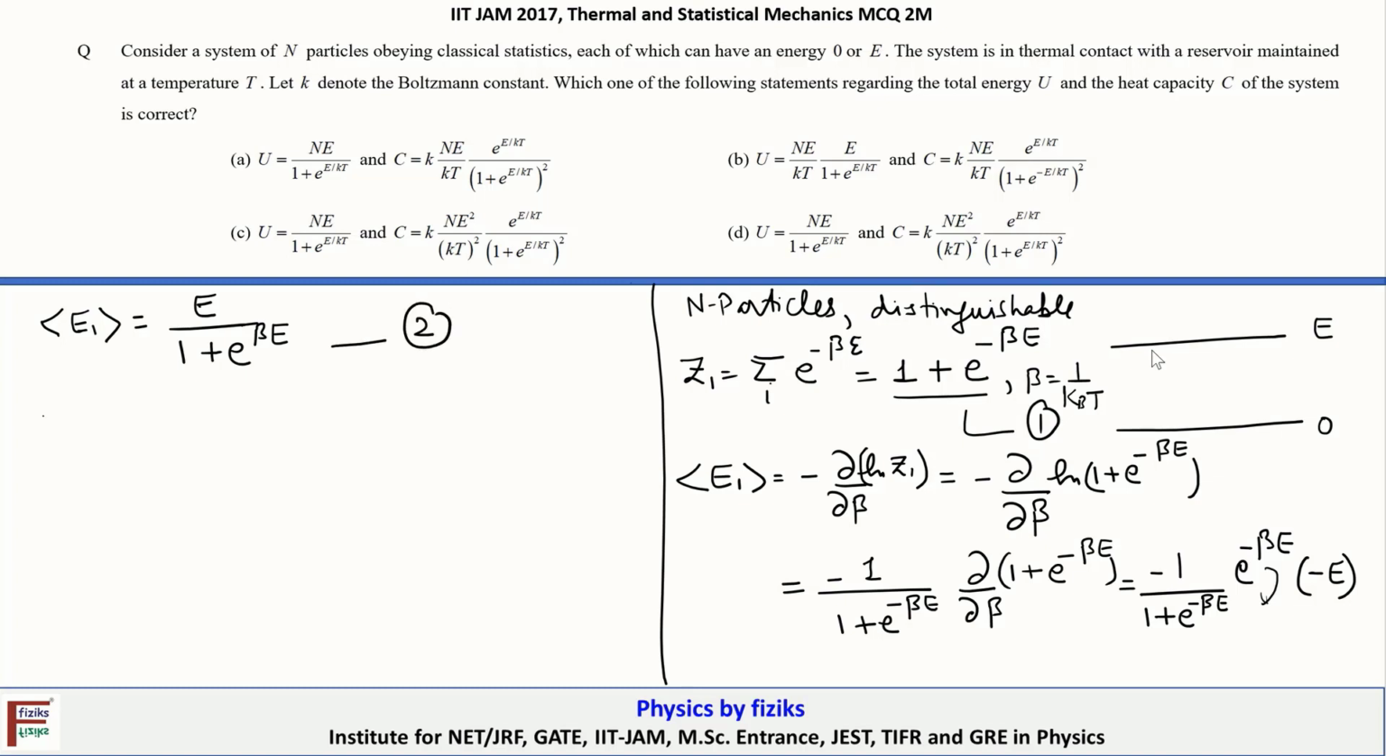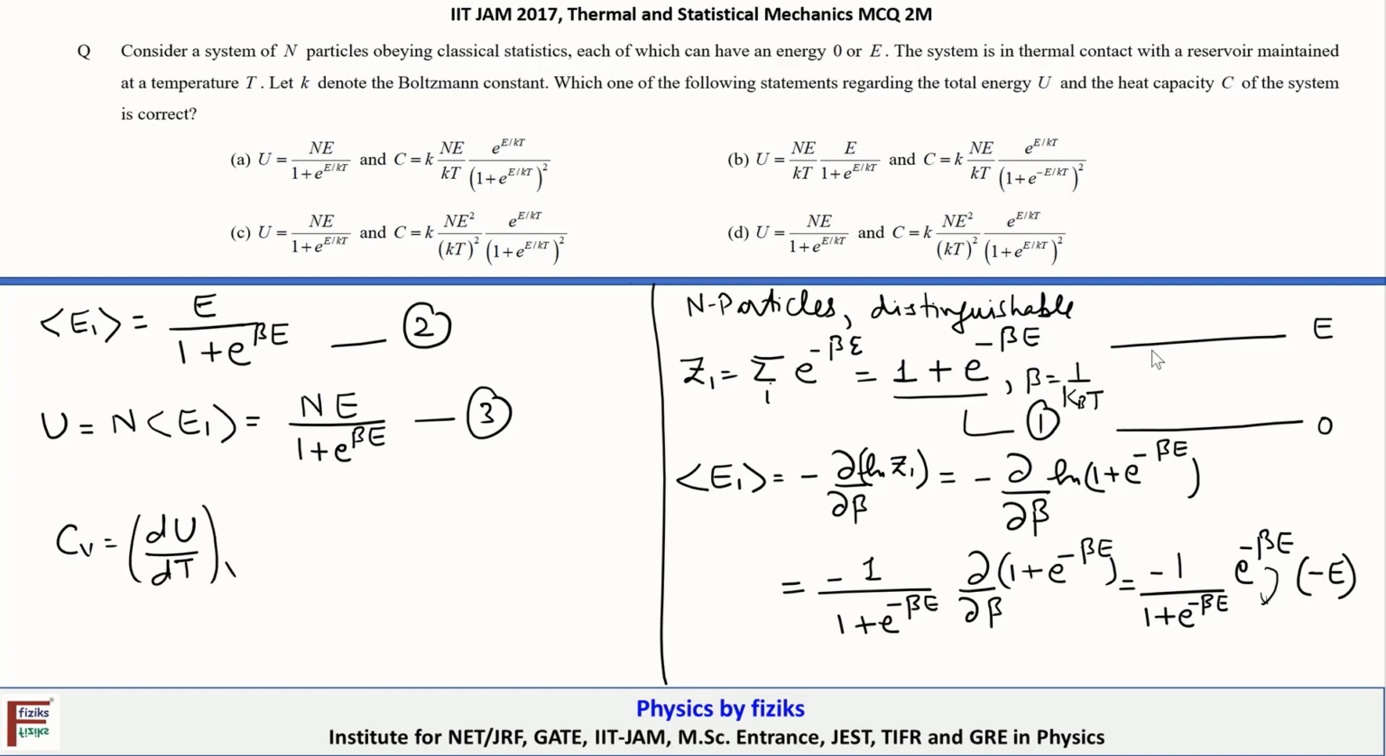But now we have to evaluate the total energy for the n particle system. That is simply the total number of particles multiplied by the average energy per particle, which is equal to N E upon 1 plus e to the power beta E. Let's call this equation number 3. Now from here, by knowing the expression for the energy, we can evaluate the heat capacity at constant volume. So Cv is equal to dU by dT at constant volume.